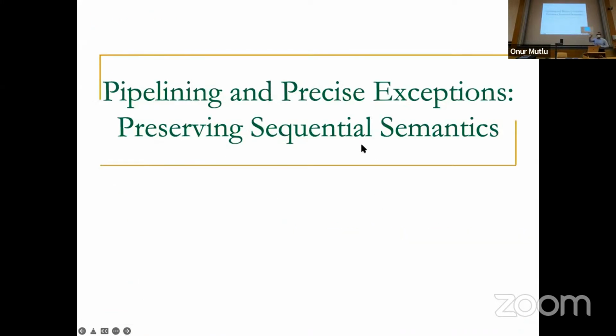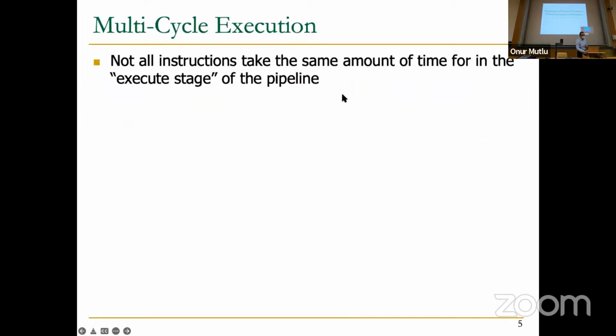So this is the title of this first part of the lecture. How do we maintain precise exceptions in pipelining? Meaning, how do we preserve sequential semantics? And you may say, oh, we already covered this, right? We discussed that every instruction writes its result into the register file at the end of the pipeline, meaning the write-back stage. Yes, that's true. We're going to deconstruct that today with a notion that I will introduce, which is the notion of multi-cycle execution. The pipeline that we saw was a very simple pipeline.